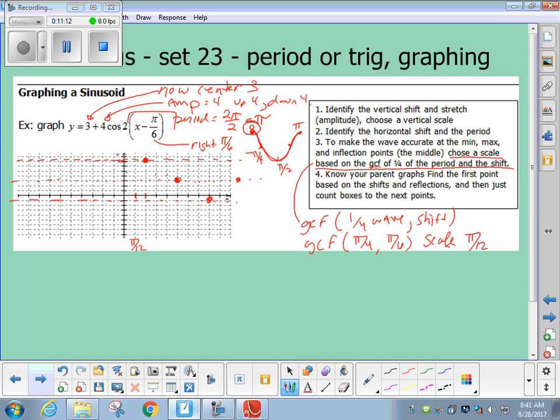Center line. Furthermore, we can go backwards. Going backwards from that first point, 1, 2, 3, center line, min or max? Center line. 1, 2, 3, center line, min or max? Min. 1, 2, 3, center line, min or max? Center line, 1, 2, 3, max.